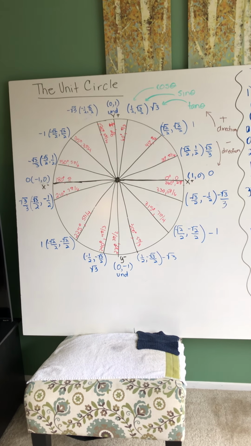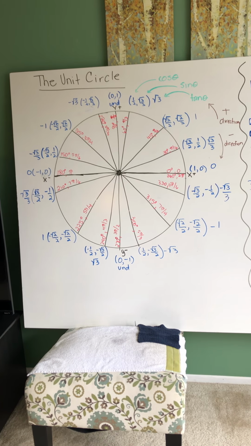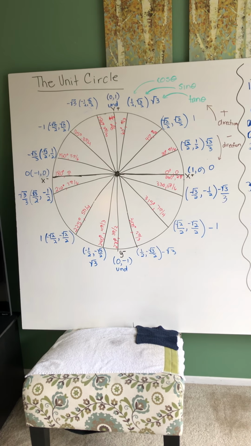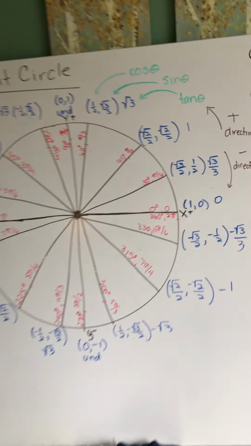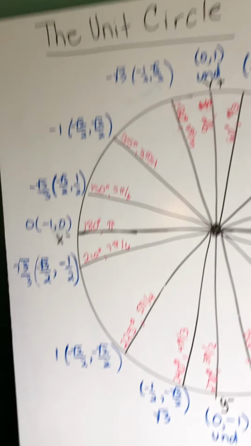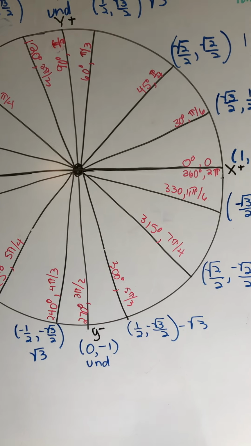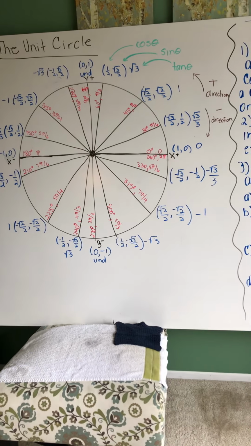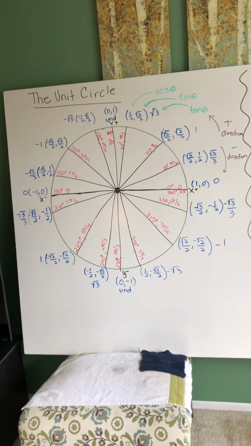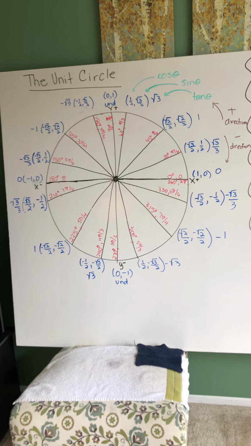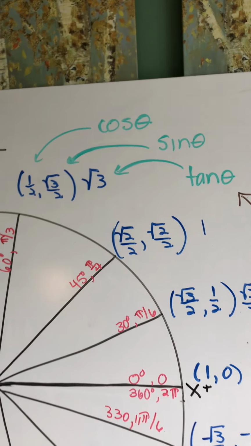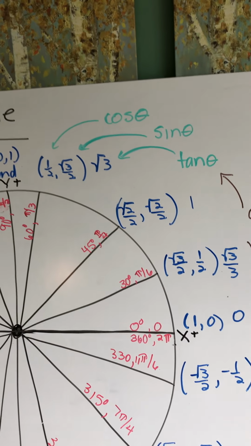On the unit circle, notice in red, I have filled in the degree measure and the radian measure that is equivalent to that degree measure all the way around. You did this in Algebra 2, but it doesn't mean that you don't need a refresher or that it's not understandable. In blue around the circle is cosine, sine, and tangent, the values there. Those came from the special right triangles we already did a video on.